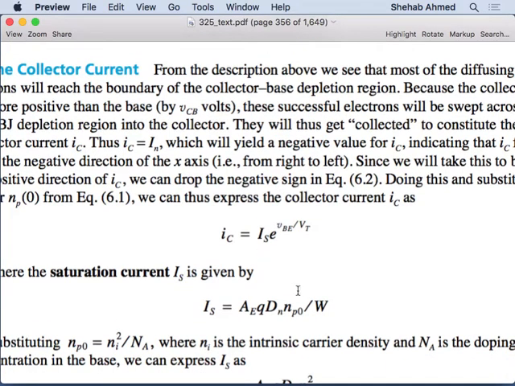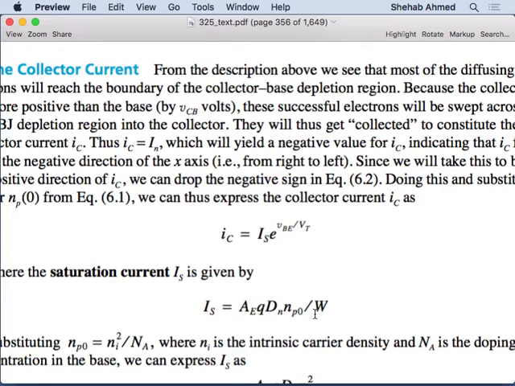Of course, a big dependence is on the width, inversely proportional to the width of the base. That's why we want to make the base small. If you want to make the base small, then I'm able to push a lot higher current, right? IS will be larger for smaller base, right? Okay, any questions so far?